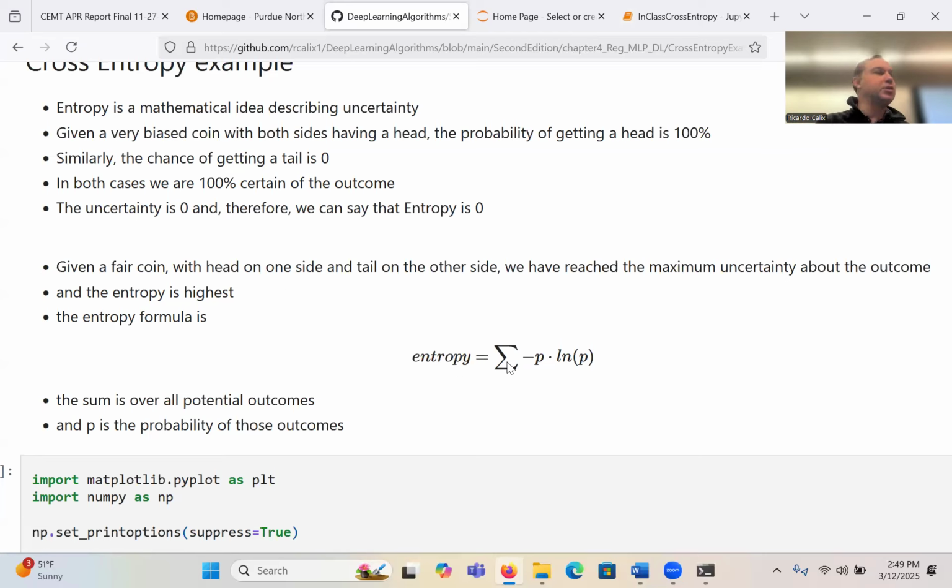So we have entropy equal, remember this is just a sum. So we're going to have a sum of probabilities. If we have two probabilities, let's say P1 and P2, then it would be P1 times ln P1 plus P2 times ln P2. Do you see that? And if we had multi-class, then it would be the same. We just keep adding the probabilities. This is the formula to measure entropy, which is measuring uncertainty.